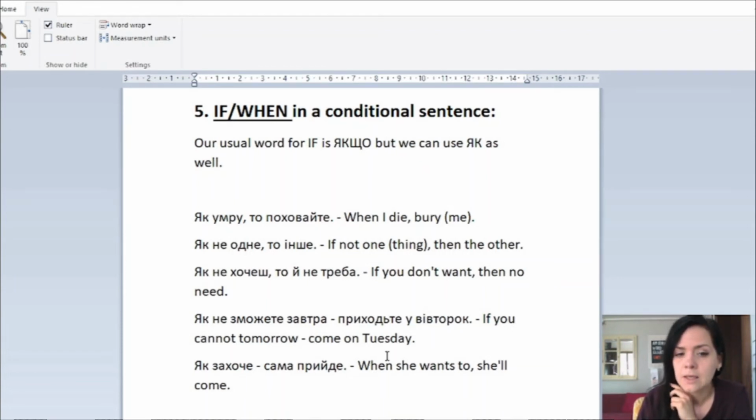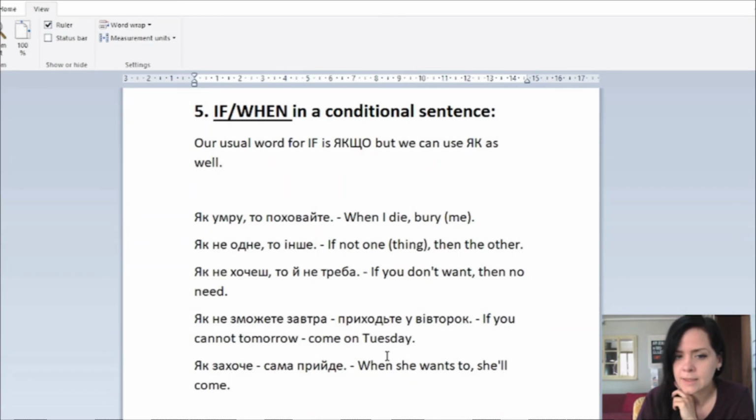Another instance. Як не зможете завтра, приходьте у вівторок. Let's translate that one. Як не зможете, if you cannot, or if you can't, завтра, tomorrow, приходьте, come, у вівторок, on Tuesday. So if you cannot tomorrow, come on Tuesday. Як не зможете завтра, приходьте у вівторок. Or we can say, якщо не зможете завтра, приходьте у вівторок, right?